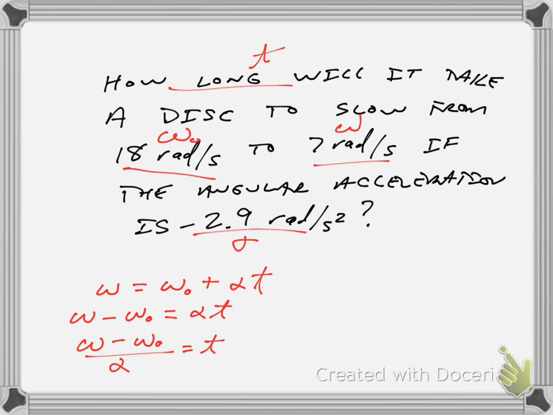And so I find that I can plug that into angular velocity equals initial angular velocity plus angular acceleration times time. Do a little algebra to solve for time, and you get final minus initial angular velocity over angular acceleration will give me that time. And then plugging in the quantities, 7 minus 18 over negative 2.9 gives me a time of 3.8 seconds.